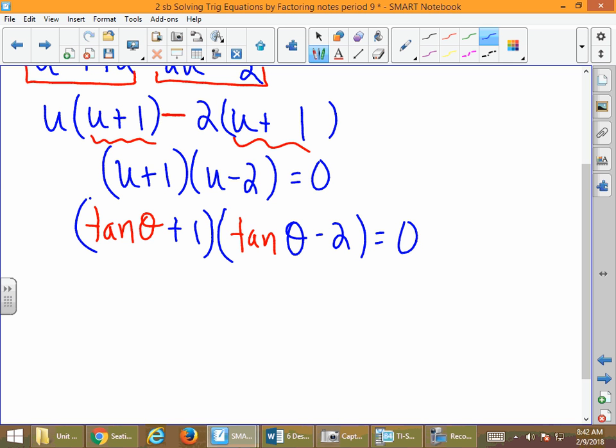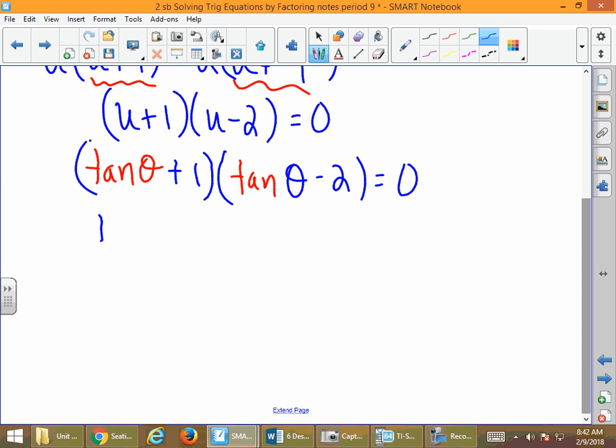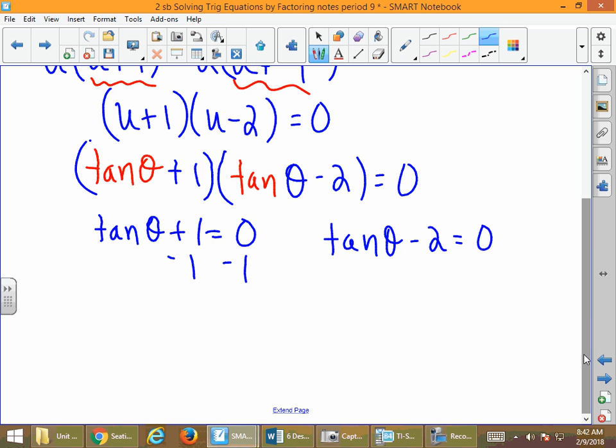Now we have a trigonometric equation to solve. We're setting each factor equal to 0. Tangent of theta plus 1 equals 0. And tangent of theta minus 2 equals 0. So we're going to subtract 1 from both sides. And let me suggest yet again, if you don't know the tangent functions, that you memorize at least the first quadrant.